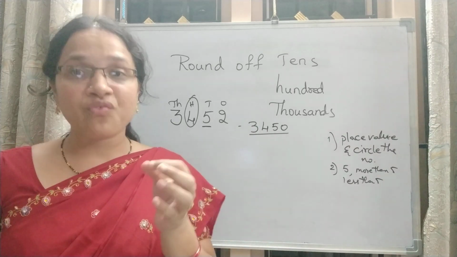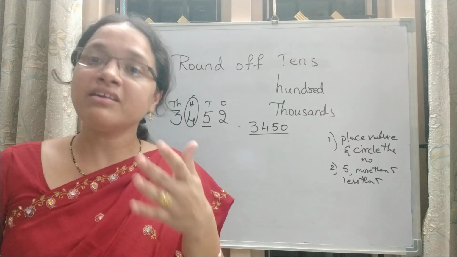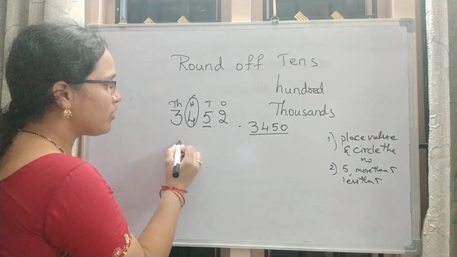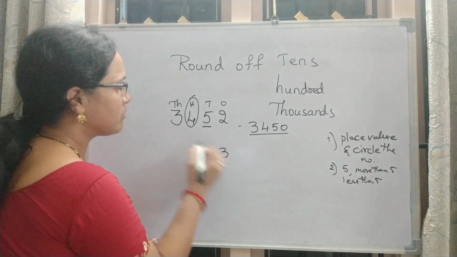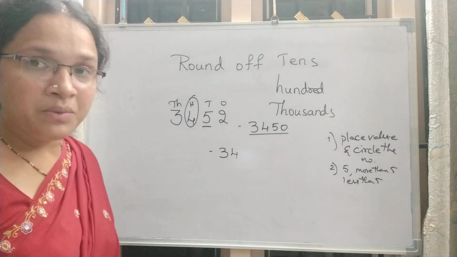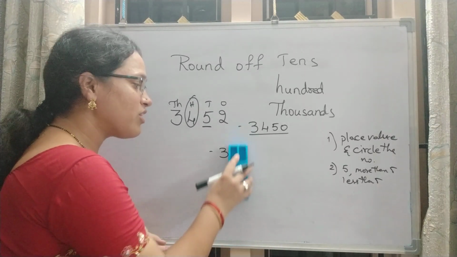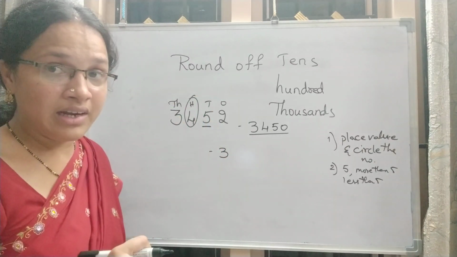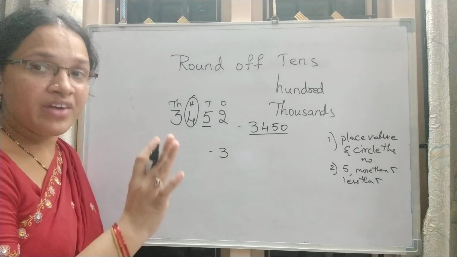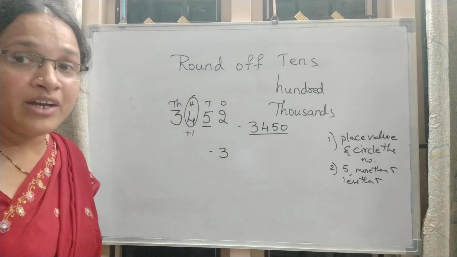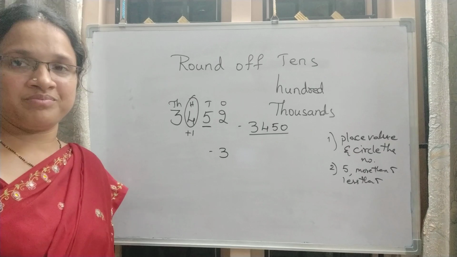But if it is 5 and greater than 5, what you have to do is, see, you will write the previous numbers as it is. Will you write the previous numbers? No, you cannot write. Only if it is less than 5, you will write it like that. So if it is 5 and greater than 5, plus 1 will be added to the rounded off number.